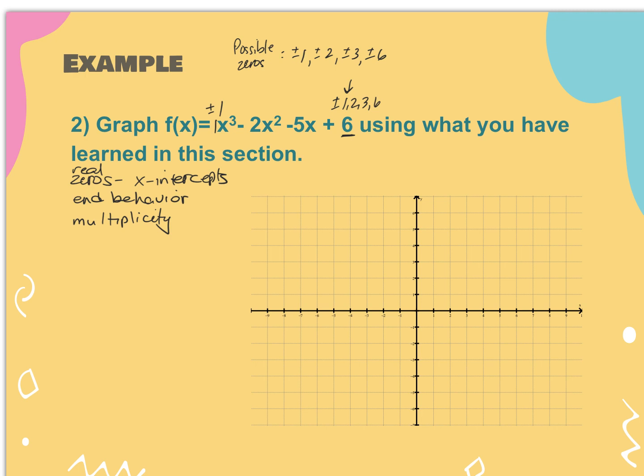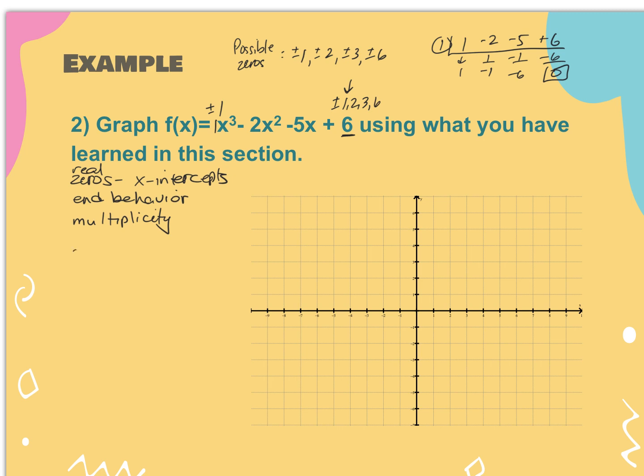So I'm going to set up a synthetic division problem, and I'm going to do trial and error until I find my values. When I look at my equation, I know there's a 1x cubed, a minus 2x squared, a minus 5x, and a plus 6. Nothing's missing, and placeholders are not necessary in this problem. I'm going to start again with my first number. I get 1, minus 1, minus 6, and 0. And I realize that x equals 1 is an actual solution.